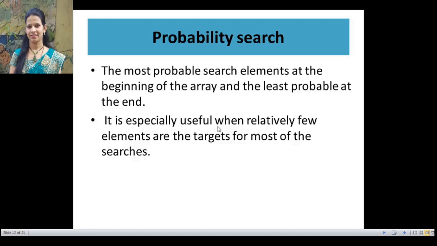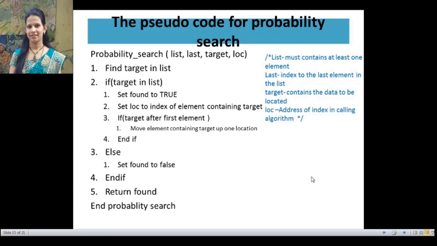Next is a probability search. Probability search means what? Here, the most probable search elements at the beginning of the array and the least probable at the end. Okay, where we are using this, it is especially useful when relatively few elements are the targets for most of the searches. So let's see the pseudocode for this.